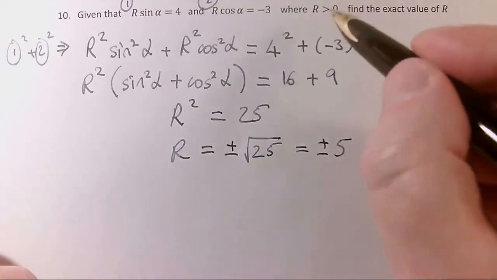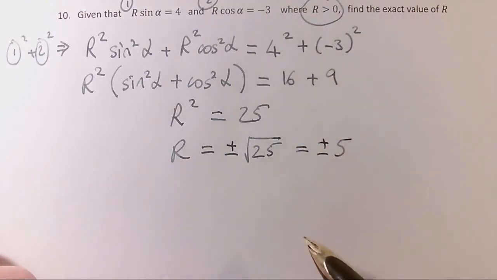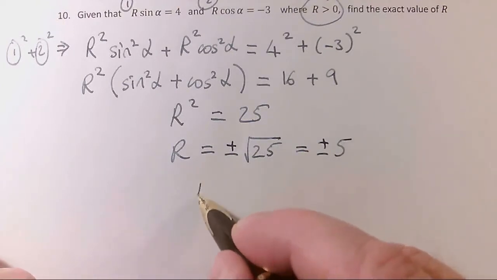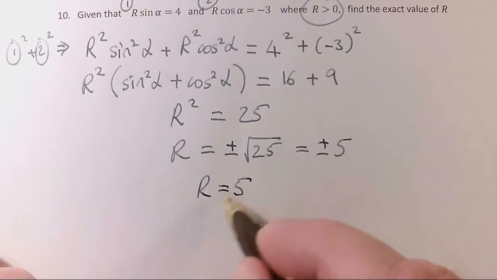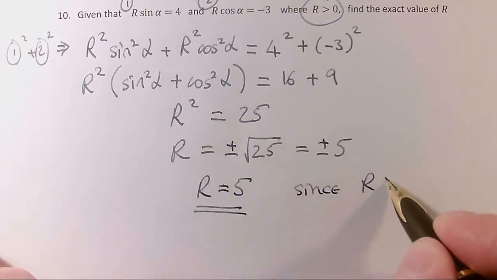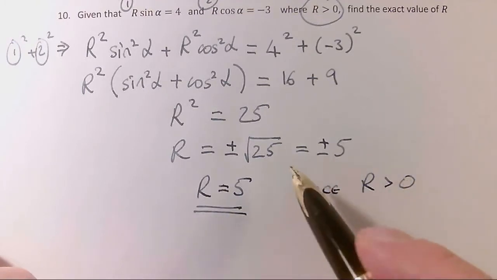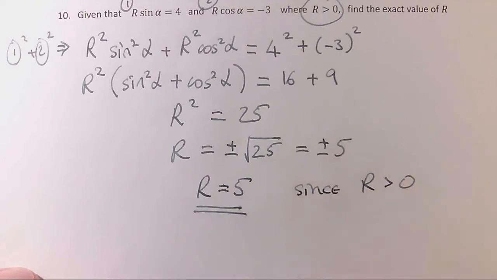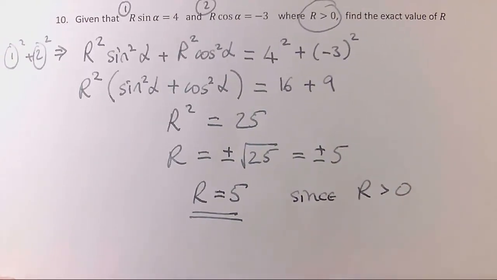But then we go back to the question which told us r is greater than 0. So we only need the positive solution. So we give our answer as r equals 5 since r is greater than 0, but we want to see that you've considered the plus or minus before rejecting the negative one. Okay, don't just lazily take only the positive square root without an explanation, because you could lose marks.